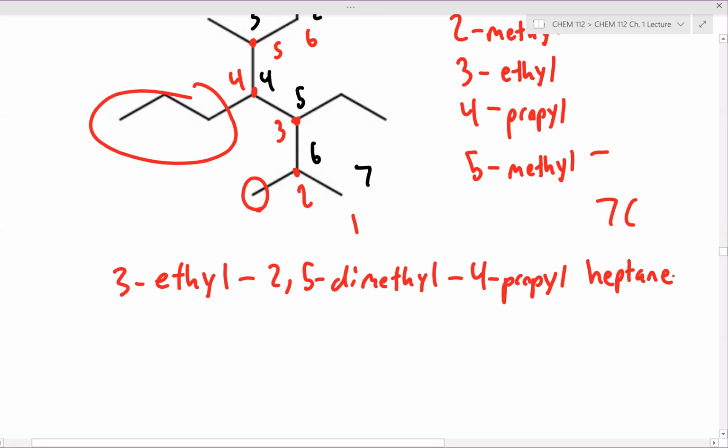So the ethyl on the 3 is the top right? Yeah, so this ethyl is right here. Yes. Yep. Any other questions on this example?